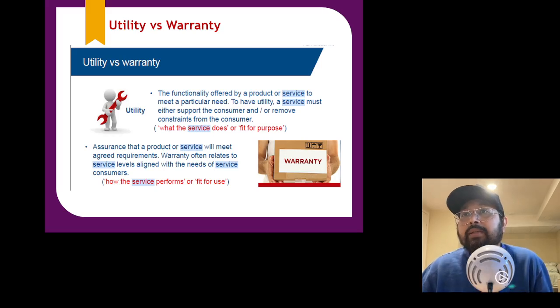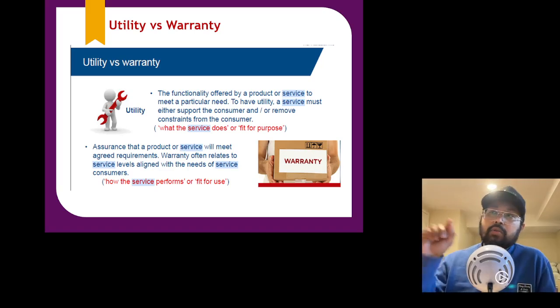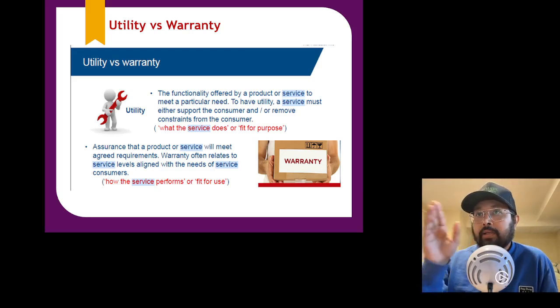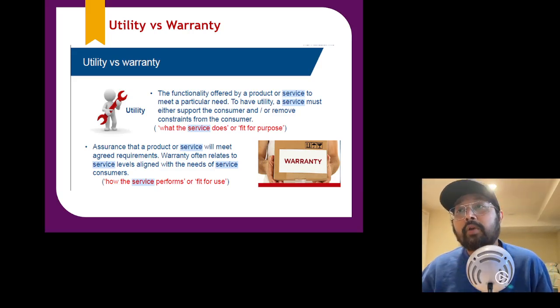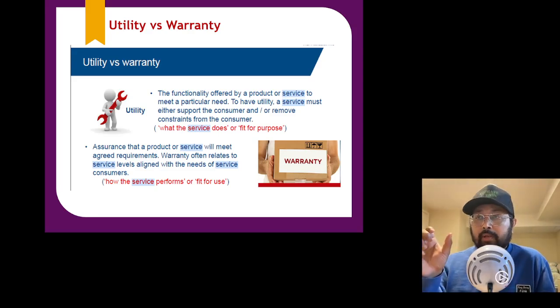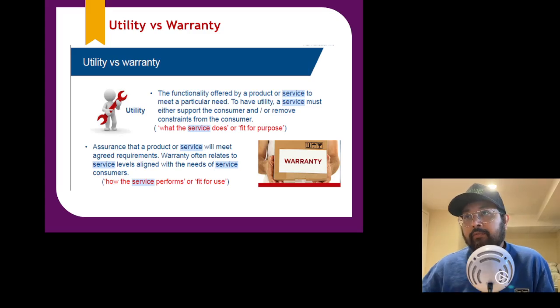So utility is the functionality offered by a product or service to meet a particular need. To have utility, a service must either support the consumer or remove constraints from the consumer. So this part is also very important. Utility can remove constraints from the consumer. And the red letters sentences, what the service does and fit for purpose, is the main keyword to understand what is utility.